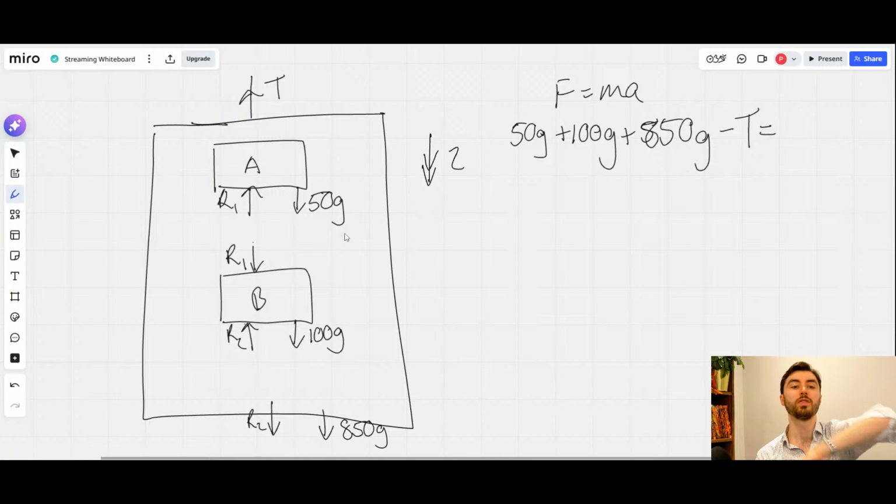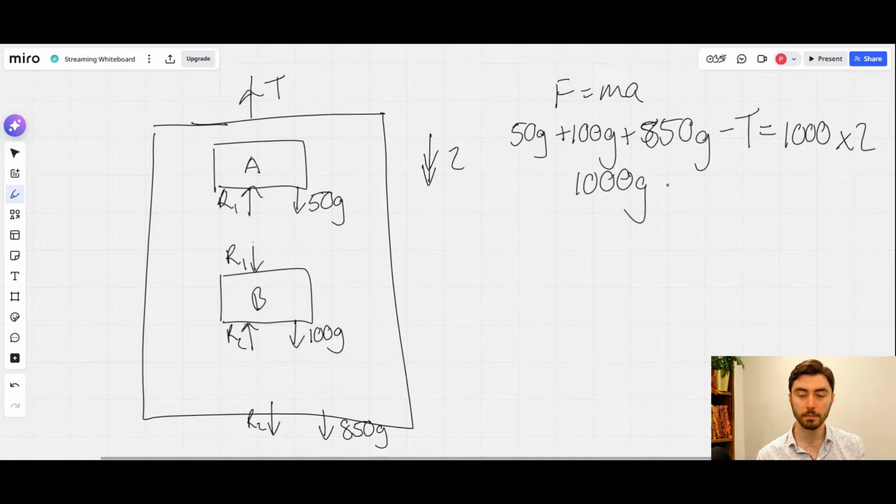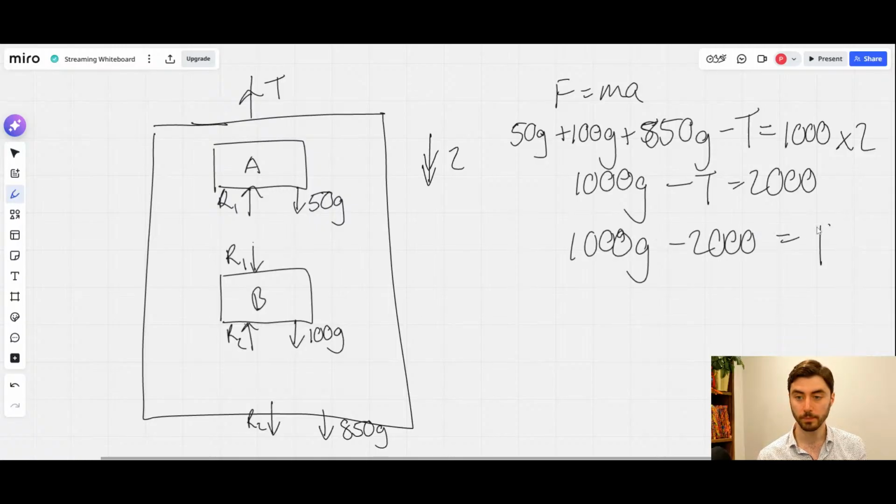And that will equal the total mass of the system, which I have made 1,000, times the acceleration of 2. So what that means is that 1,000G minus the tension equals 2,000. And so 1,000G minus 2,000 is going to be equal to the tension. And so that tension is 1,000 times 9.8 minus 2,000, and you're going to get 7,800. So that's the tension there.